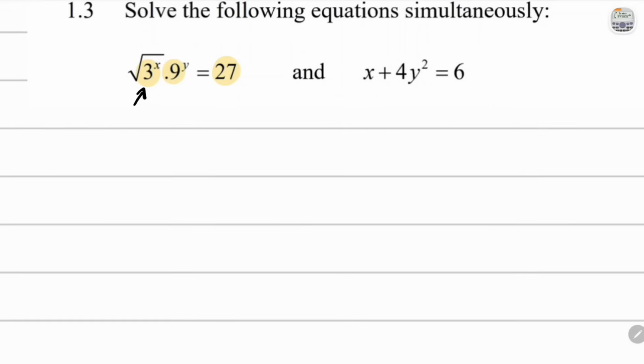So with this one, despite the fact that it has a square root, we can still express it like this. It's going to be 3 to the power of, and it's the inside exponent over the outside exponent. This is a square root, so that outside exponent is a 2. So we have x over 2. Multiply by 9 to the power of y, which we can express as 3 squared. That's the 9 part. But then it's to the power of y, which just multiplies and becomes a 2y. And then is equal to 27, and we can express that as 3 to the power of 3.